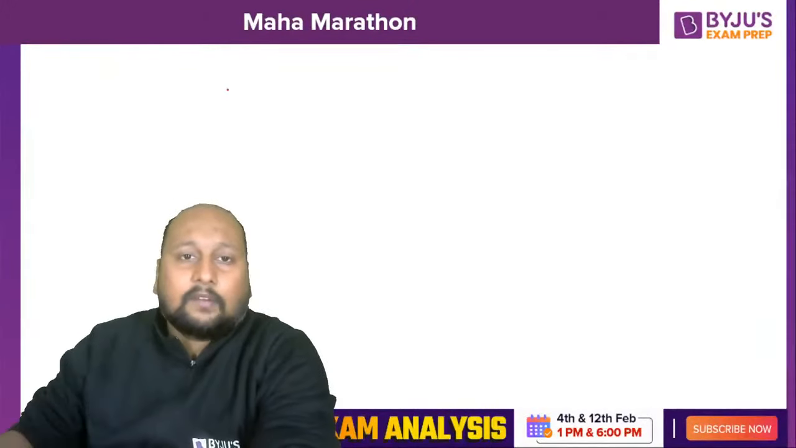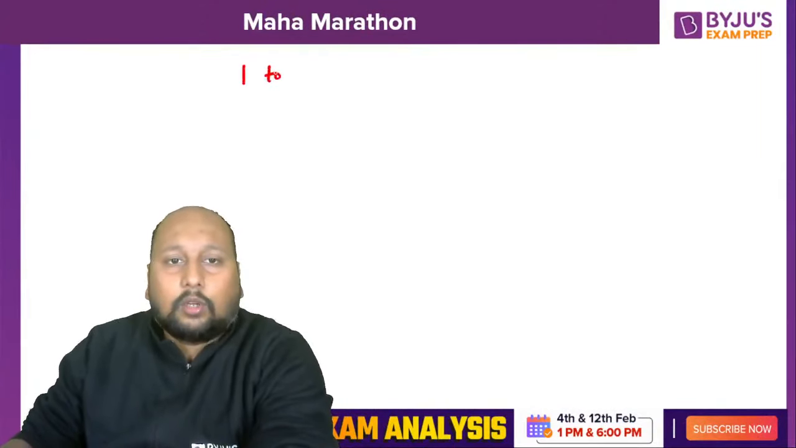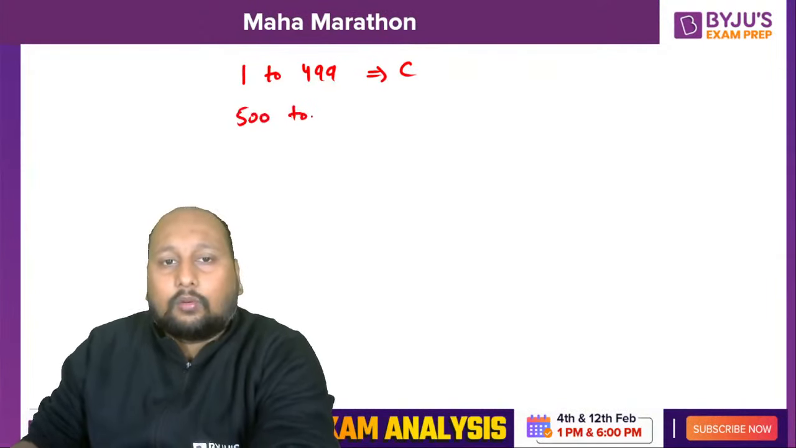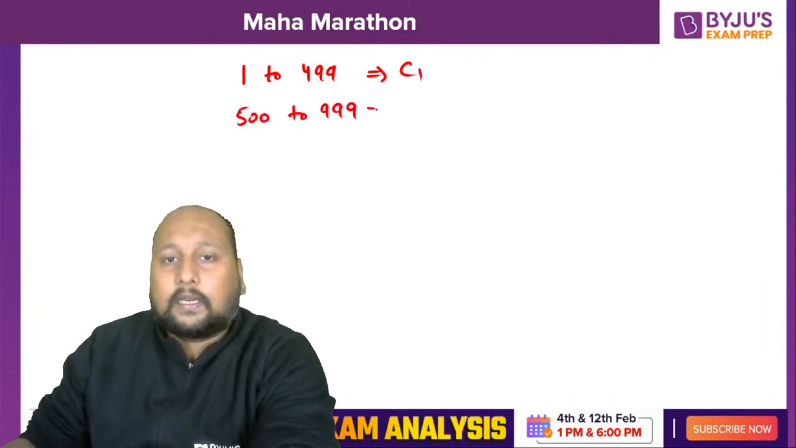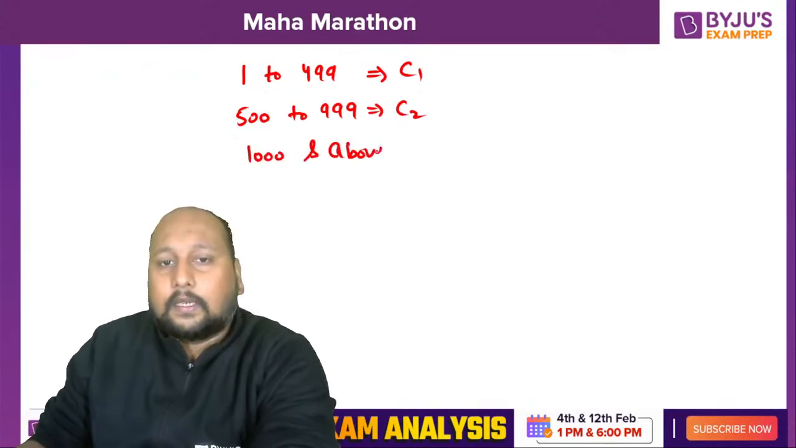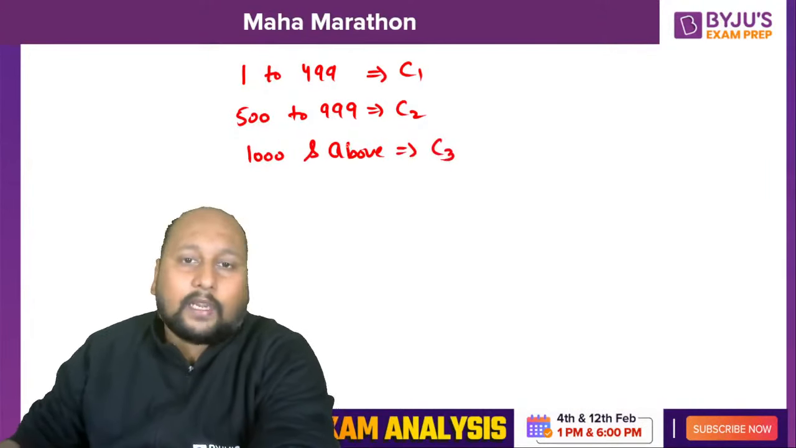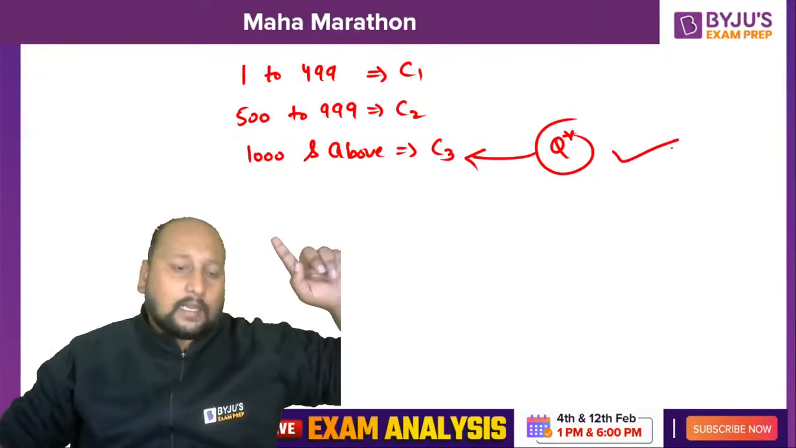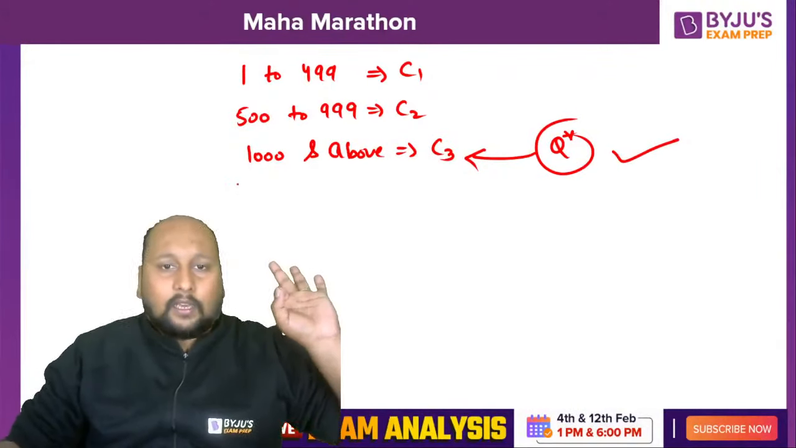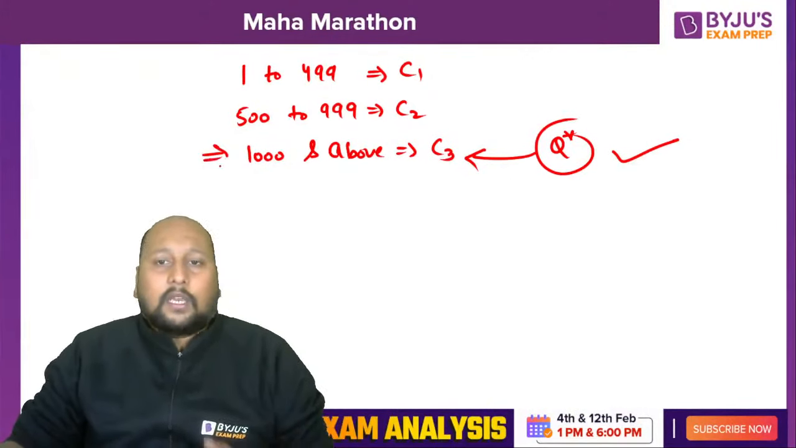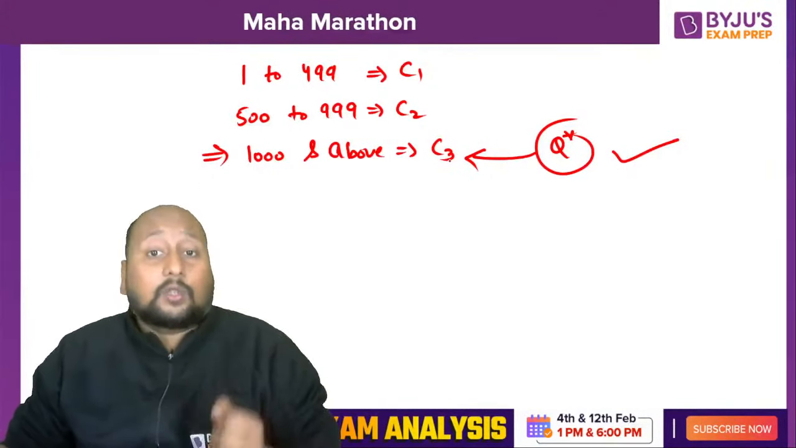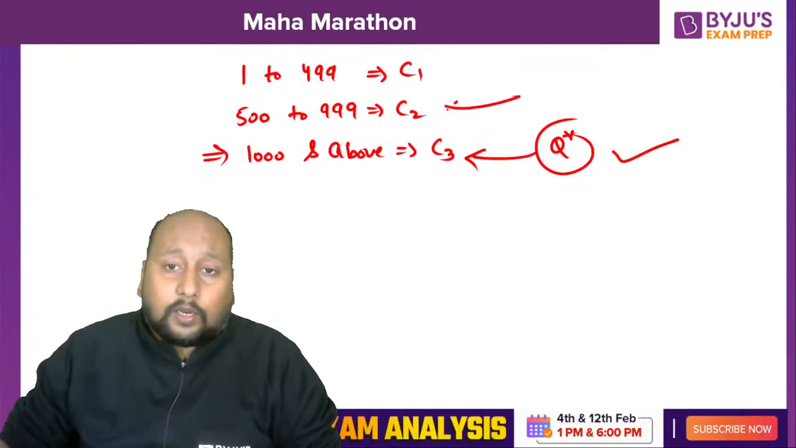Let's say there is an example: from 1 to 499, let's say it is C1, from 500 to 999, let's say it is C2, and from 1000 and above, it's C3. So definitely what we have to do is identify the Q star value for this range. If it is coming in the feasible range, then that is the final answer. Let me give you a very easy technique. If you are calculating Q star for this range and it is in the feasible range, definitely that is the final answer. No need to check anything. But let us suppose it is not coming in the feasible range, then you have to cross check over here.